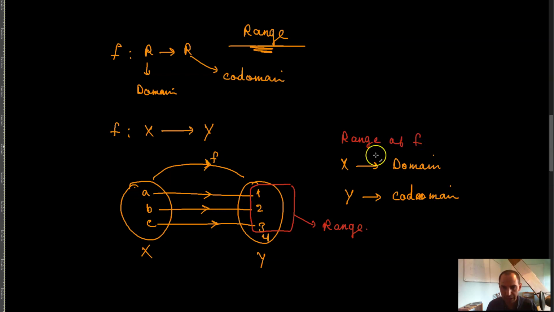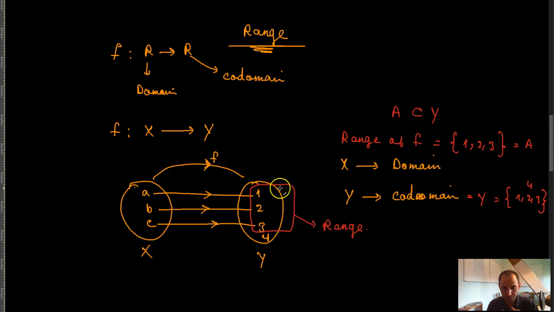That means that the range of f in this case is equal to the set containing the elements 1, 2, and 3. And the codomain Y is equal to the set containing the elements 1, 2, 3, and 4. And you can see that the range of f, if I call it, for example, A, is a subset of the set Y. So the range is a subset of the codomain of the function.